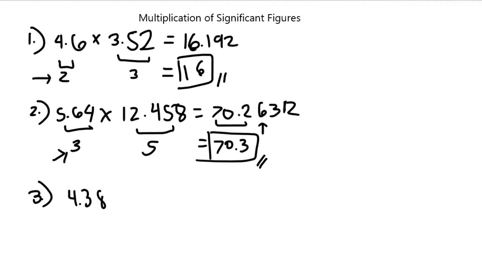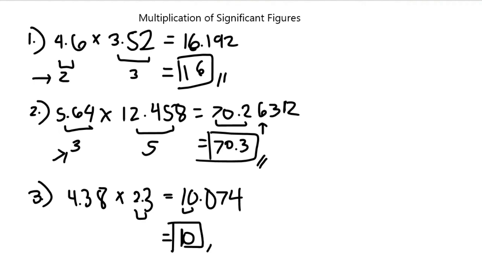Let's say we have 4.38 times 2.3. How will we do this? We're just going to use our calculator. We will have 10.074, and ito lang yung kukunin natin, yung least significant figures. So, 10 lang siya. We're not going to round up or round down because 0 siya.